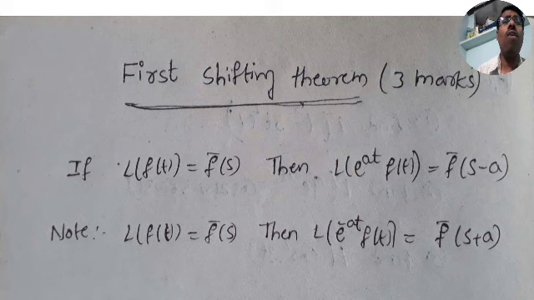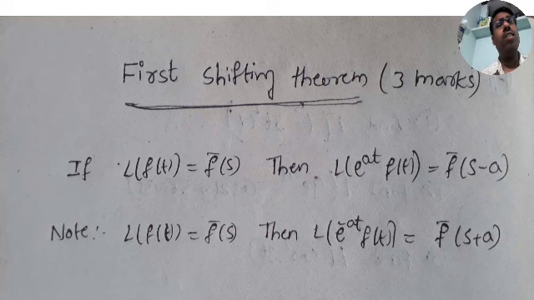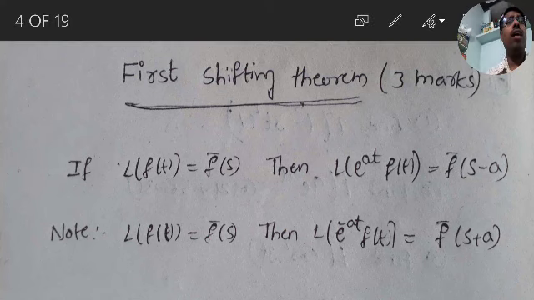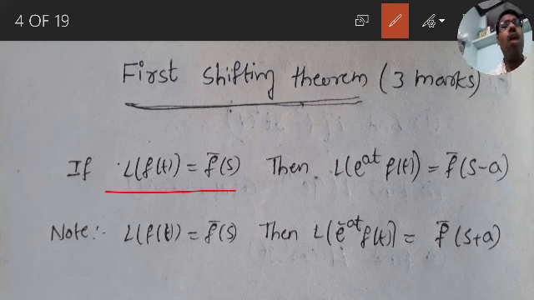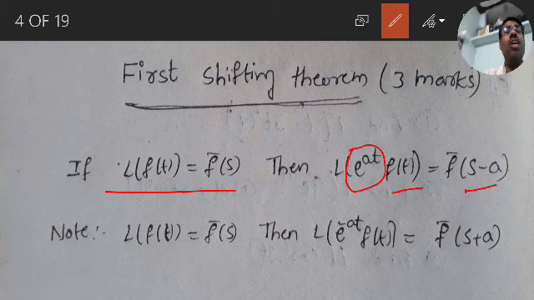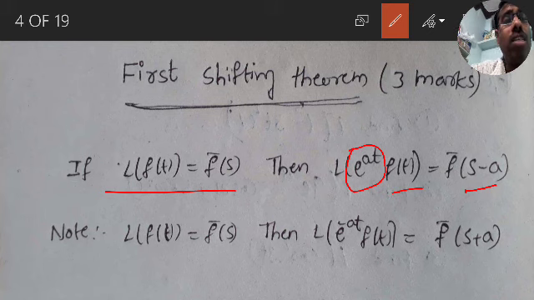If L of f of t is f bar of s, that is, the Laplace transform of function f of t is f bar of s, then L of e power of at into f of t, so if it is multiplied by e power of at, is f bar of s minus a. So very easy, you see. If f of t is multiplied by e power of at, then in place of s you have to write s minus a, that is f bar of s minus a.